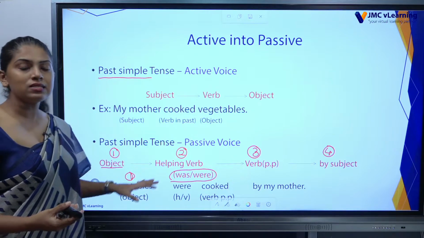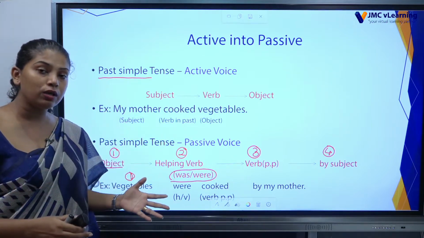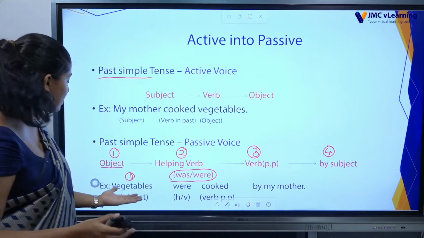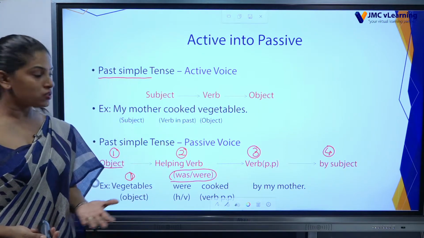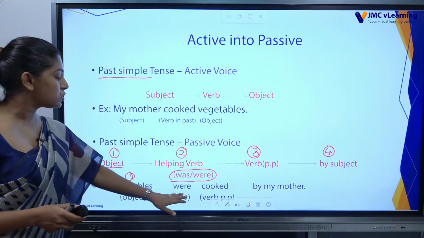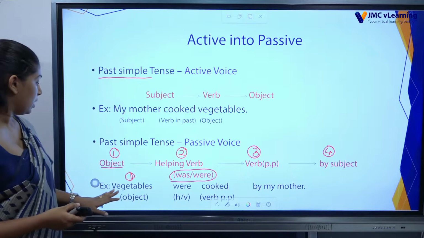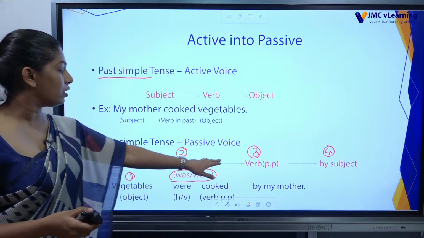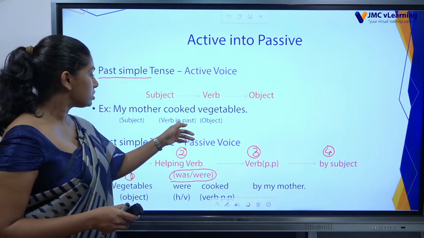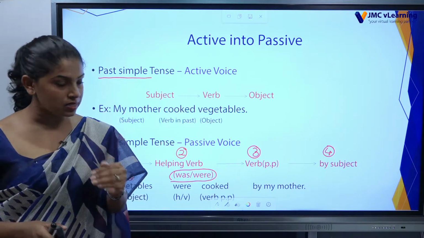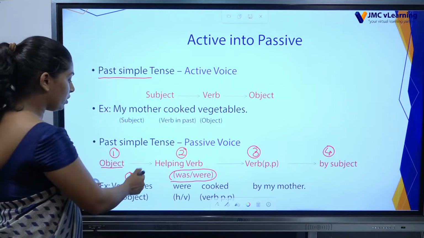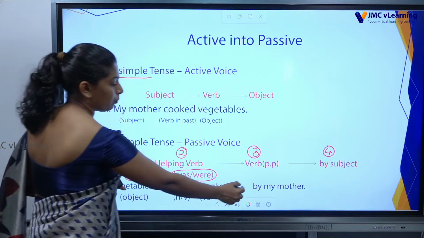Then for vegetables, you have to find whether it is a singular or a plural object. Vegetables means it is plural. So, from the helping verbs was and were, for the plural one you have to use were. Then vegetables were, and the third part is the verb in past participle. Again cooked: here we have used it as past, and here we are using cooked as past participle. Then vegetables were cooked by my mother.